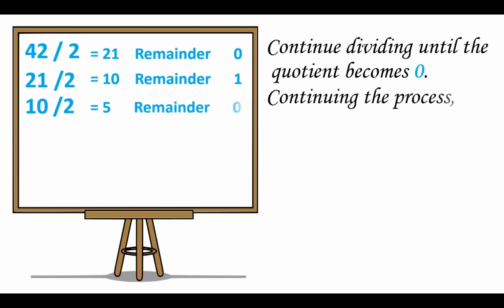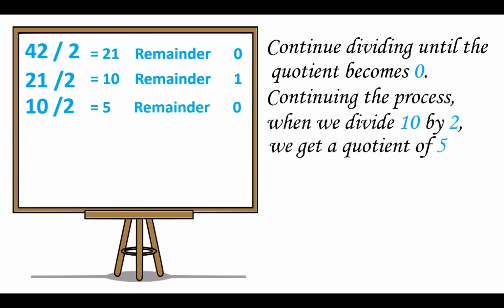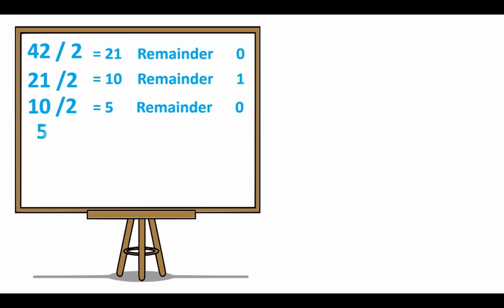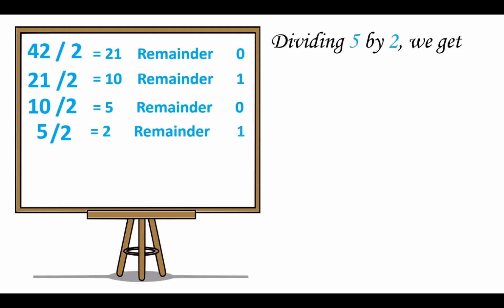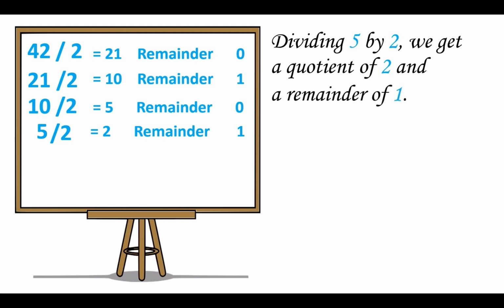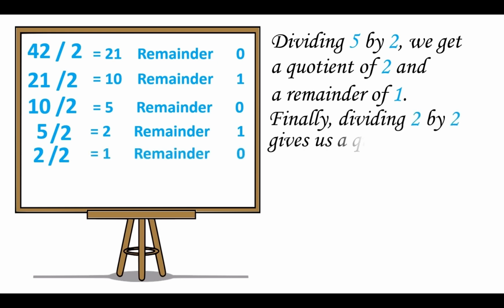Continuing the process, when we divide 10 by 2, we get a quotient of 5 and a remainder of 0. Dividing 5 by 2, we get a quotient of 2 and a remainder of 1. Finally, dividing 2 by 2 gives us a quotient of 1 and a remainder of 0.